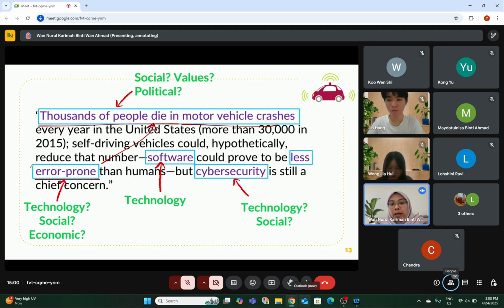If we look at the words "less error-prone than humans", it can be viewed from different perspectives, for example technology, social, economy. Why economy? It is about fewer accidents, so less money is spent on healthcare. For example, less money is spent on repairing roads because of the damage caused by those accidents.